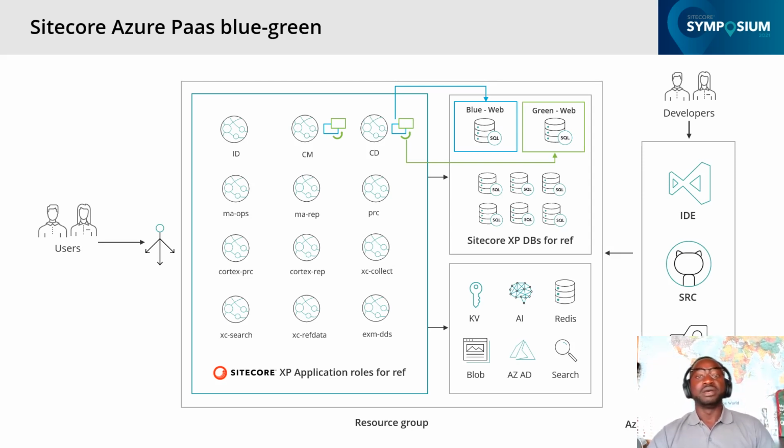If you're not aware, the standard, premium, or isolated Azure Web App Service plan tiers actually allow you to provision additional deployment slots. In our architecture diagram here, you will notice we do have blue web and green web databases. This is to enable us to achieve content-safe deployments when we are deploying to our CD instance. This also helps us to mitigate against any content freeze.